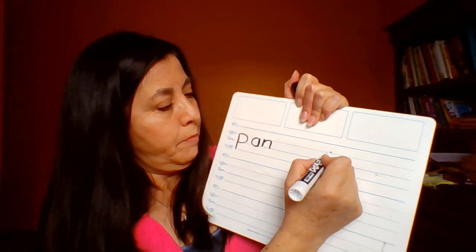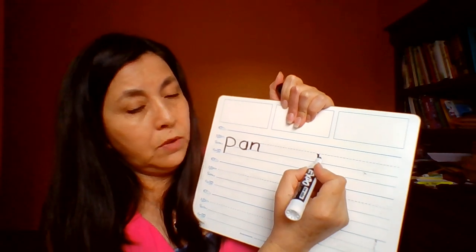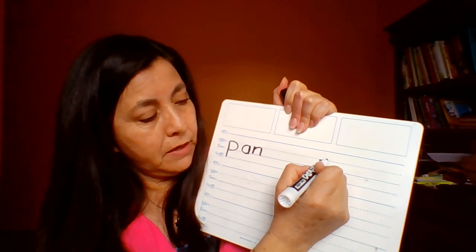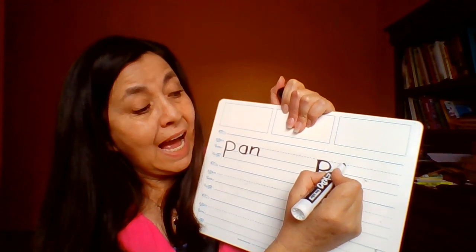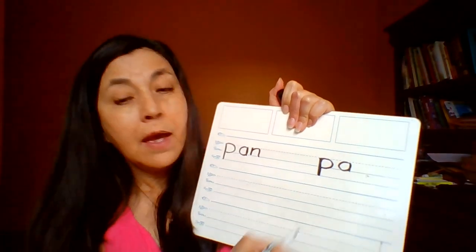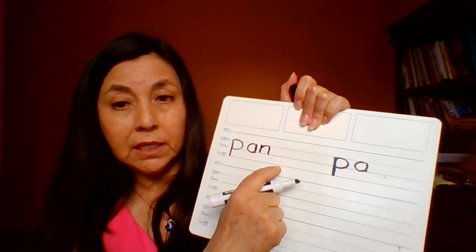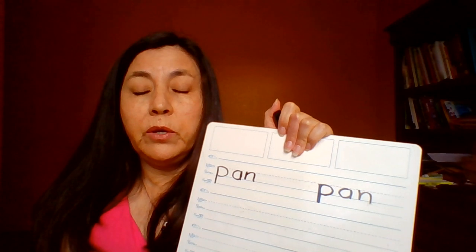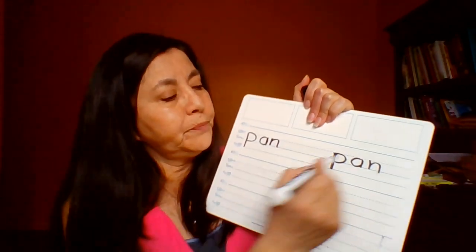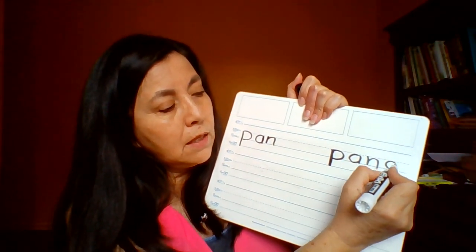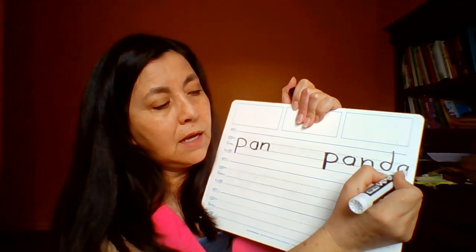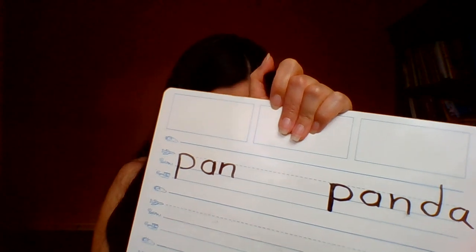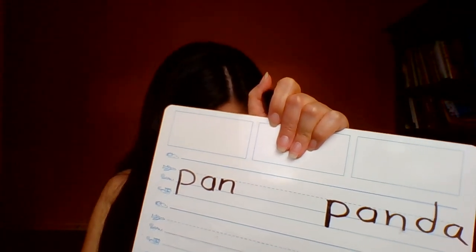Panda. Okay, so plain line, go down to the worm line, and go up and around. So pa, pan, the same one like this one, pan. But we're gonna add D. So panda. Okay. So can you think about another word with P?